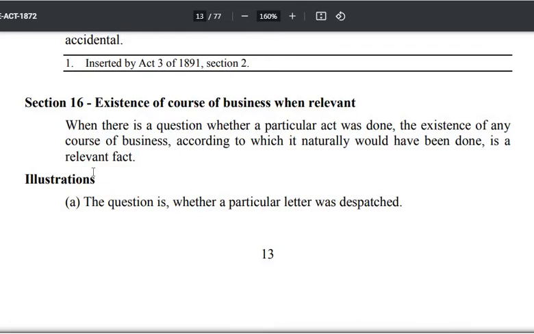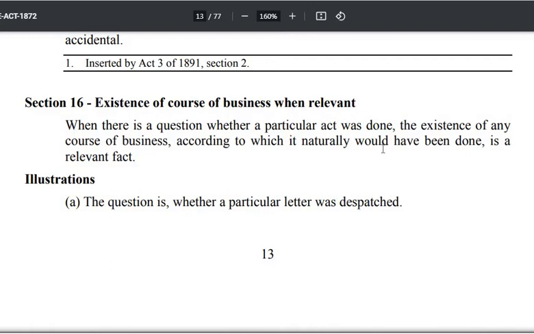Read section 16. When there is a question whether a particular act was done, the existence of any course of business according to which it naturally would have been done is a relevant fact. It is a very simple thing. Now the question is whether क्या ये पर्टिकुलर एक्ट हुआ था. अब अगर आप प्रूव कर दो कि एक ट्रांजैक्शन है जो हमेशा होता है और ये एक्ट उसी ट्रांजैक्शन का पार्ट है और उस ट्रांजैक्शन का रिमेनिंग पार्ट हुआ था, देन ऑब्वियसली ये भी हुआ होगा.